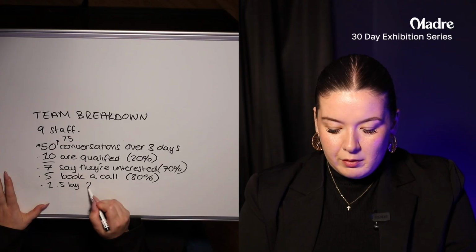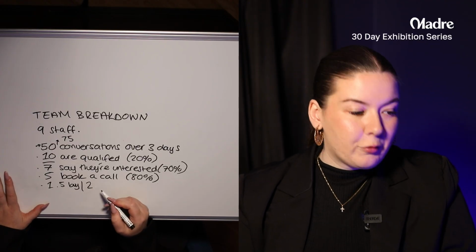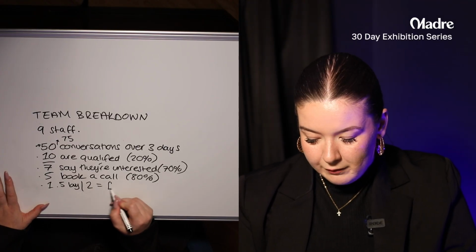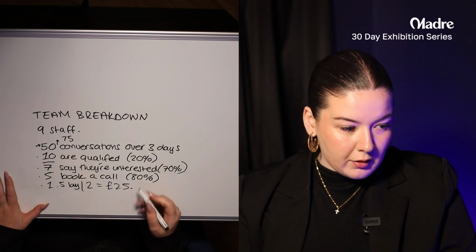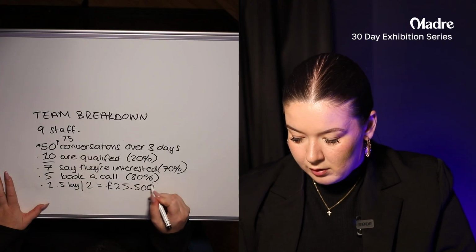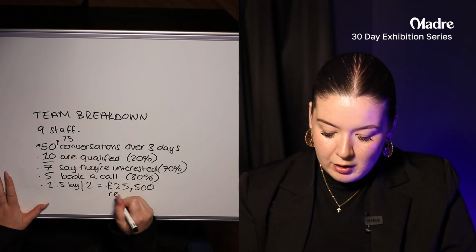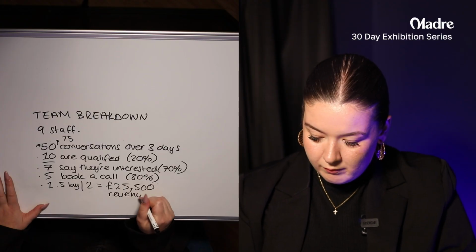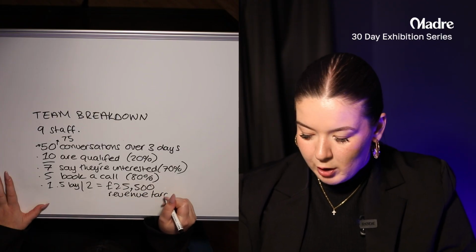However, you could put 2 since you're not going to sell half people, but it would mean that you have 25,500 in revenue targets per person. So the numbers that I have here is exactly how you'd want to break it down by staff. Now, you can also do the team totals, which we can review really quick.